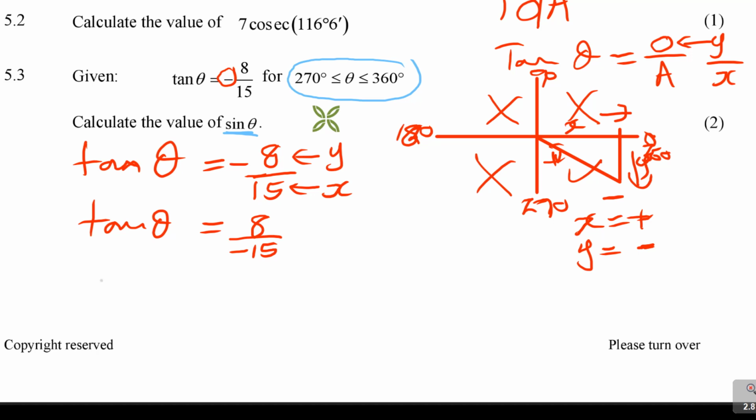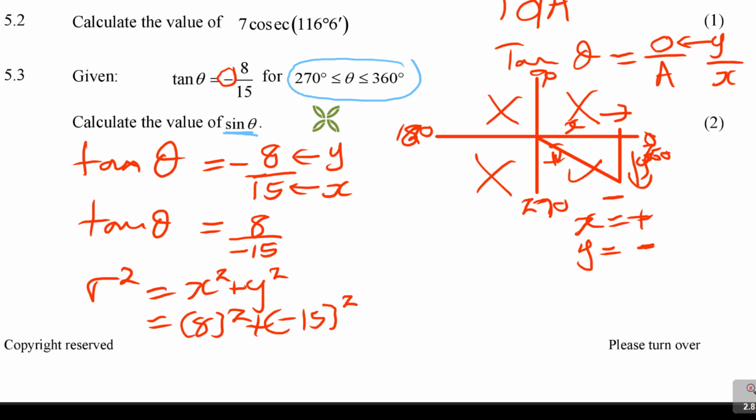r is always found using the Pythagoras theorem. r squared is equal to x squared plus y squared, which is equal to, now x is 8 squared plus y is minus 15 squared. This will always be the case. Either you're finding x, you're finding y, or you're finding r. Remember the theorem of Pythagoras.